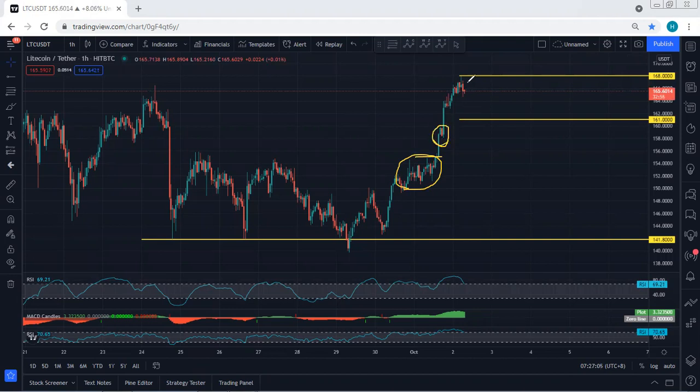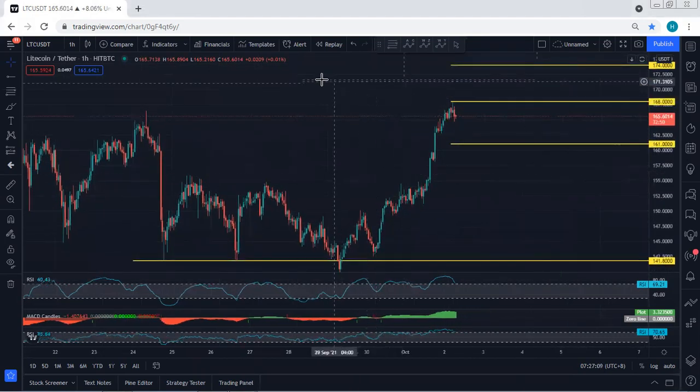This is where we get. All right, this is what we get. And we mentioned we're looking for continuation. The first level we have been looking for, we mentioned we want to see the breakout of 167. This is where we see there was a breakout. And the second level we have been looking was 168. As you can see, the price tag 168 and start to drop.